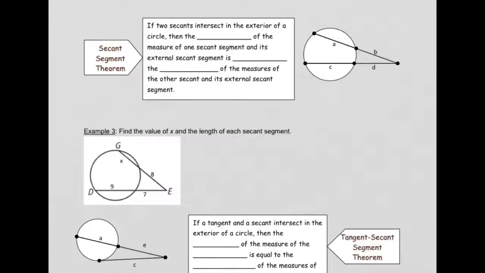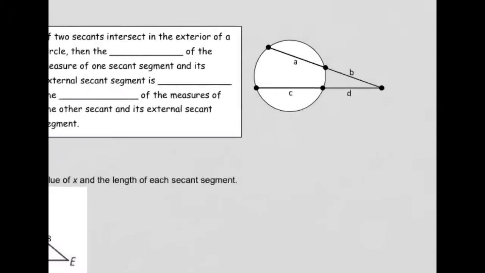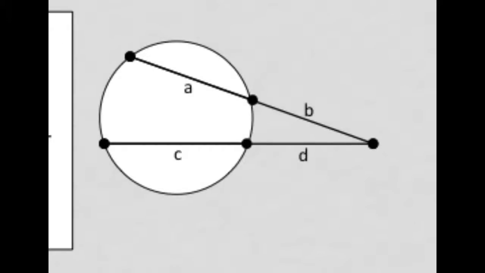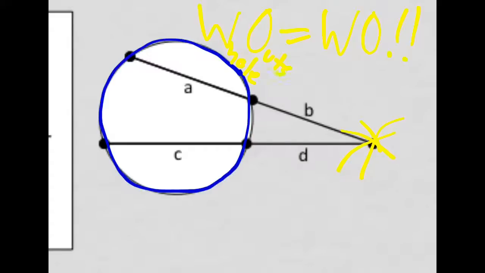Our secant segment theorem. Oh, Alexander. He was doing so well. And then every once in a while, you get PP out of the potty. Here's my potty. And when that happens, we say, whoa, whoa. When it's out of the potty, we say, whoa, whoa: whole times outside equals whole times outside.